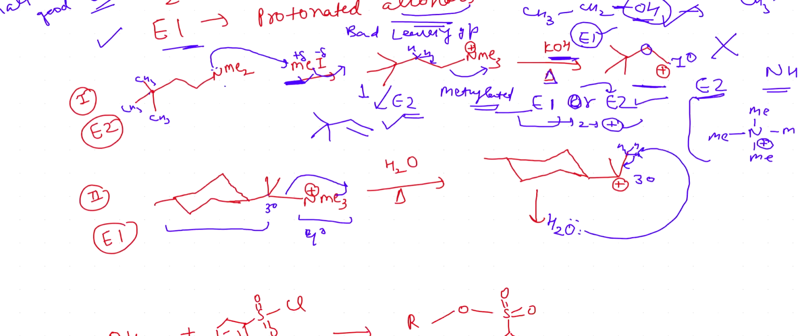In the first case, we have also been using a strong base. In the second case, water is a weak base. These all factors decide whether it is E1 or E2. So we have to focus on the substrate first. If the carbocation is stabilized, then it will proceed via E1. If the carbocation is not stabilized, then it will proceed via E2 mechanism.